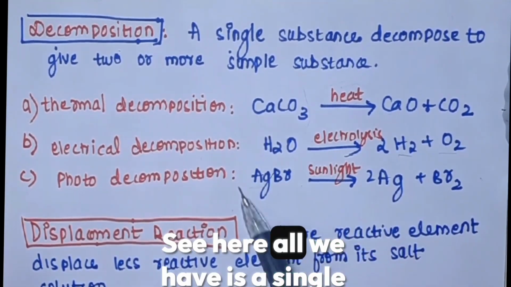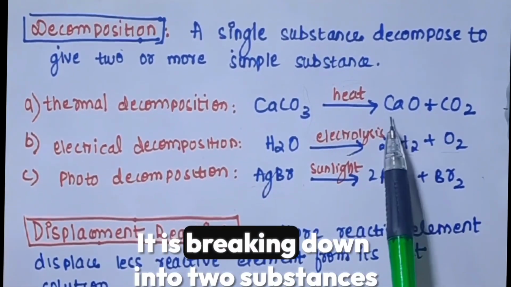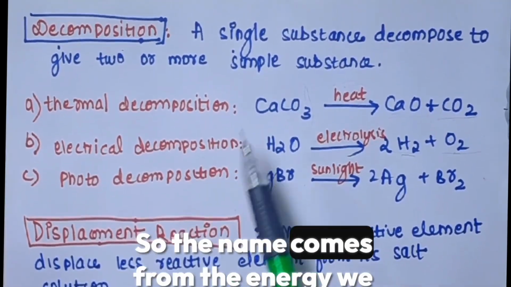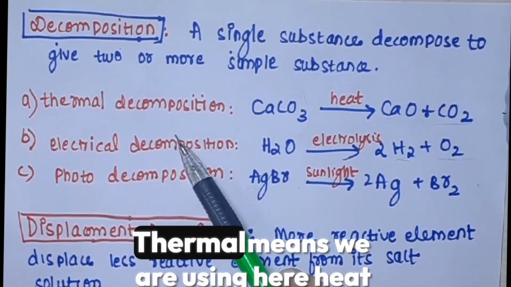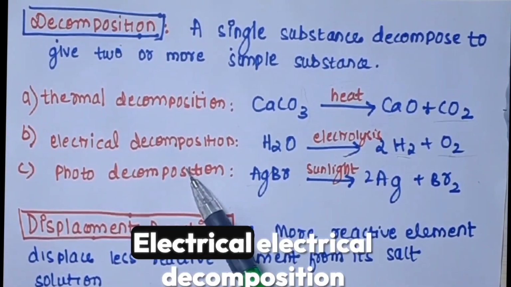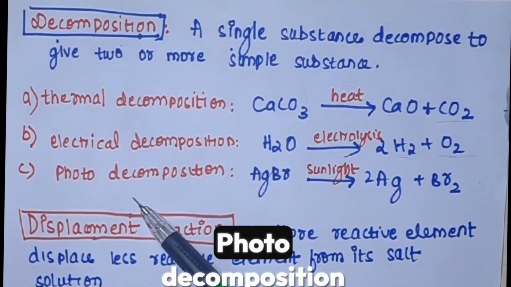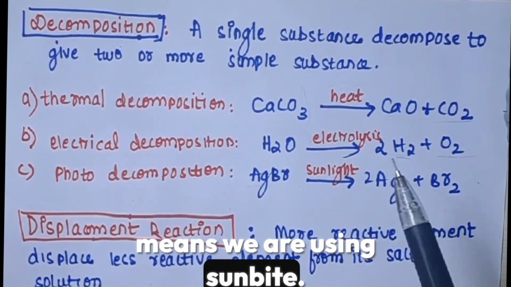See, here all we have is a single substance. It is breaking down into two substances. So the name comes from the energy we are using here. Thermal means we are using heat energy. Electrical decomposition means we are using electrical energy. Photo decomposition means we are using sunlight.